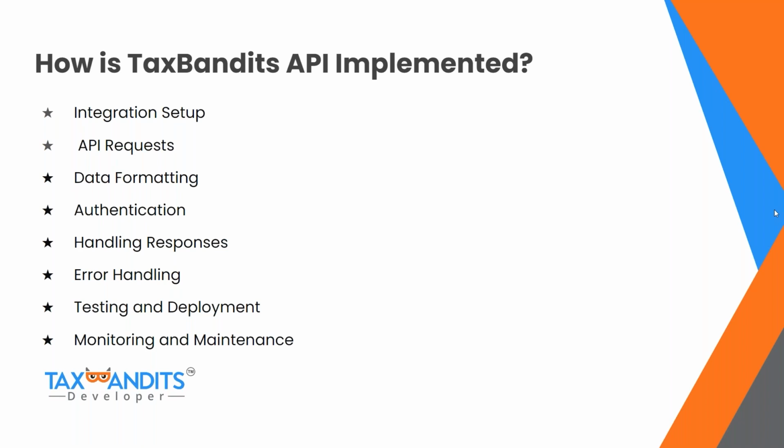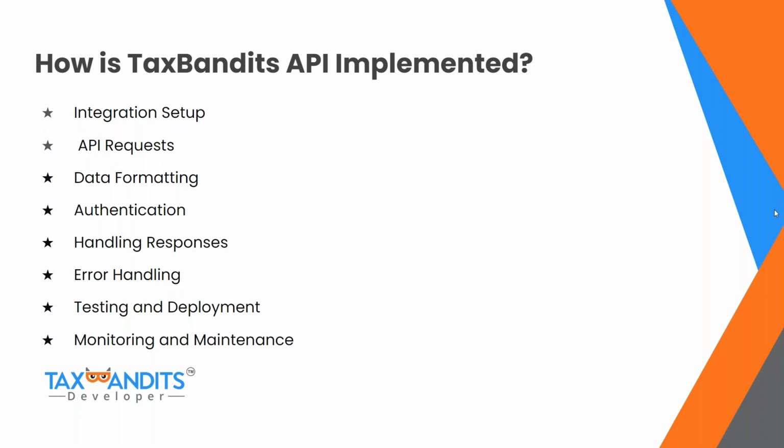Once you have your credentials, you can start making HTTP requests to the TaxBandits API endpoints. These requests can include actions such as creating businesses, submitting tax filings, and retrieving tax forms. When sending data to the API, we want to ensure that it's properly formatted according to the JSON structure. This ensures that the API can understand and process your request accurately. Include your API key in the request headers to authenticate your requests.